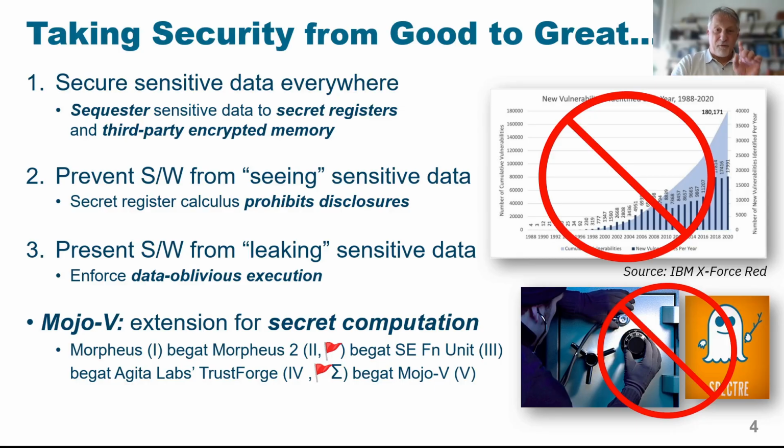Mojo-V is called Mojo-V because it's a 5th generation framework for secret computation. Starting in 2017 with my work that I co-built called Morpheus, which was a system that had encrypted pointers and code. That later led to a DARPA project where we developed Morpheus 2 that encrypted data all the way up into the pipeline. That was built and put into a DARPA competition. That machine was red teamed for 3 months.